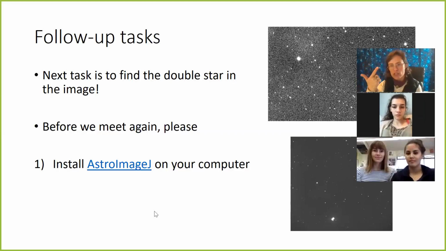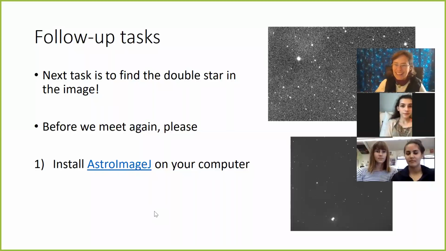Stellarium and AstroImageJ are programs that you would need to download onto your computers. And then the Washington Double Star catalog, you just go there and explore a little bit. Try not to be overwhelmed by it. Okay. So all you're going to do before next week is study those programs, download and look at those programs a little bit. Does that sound reasonable? Yeah?